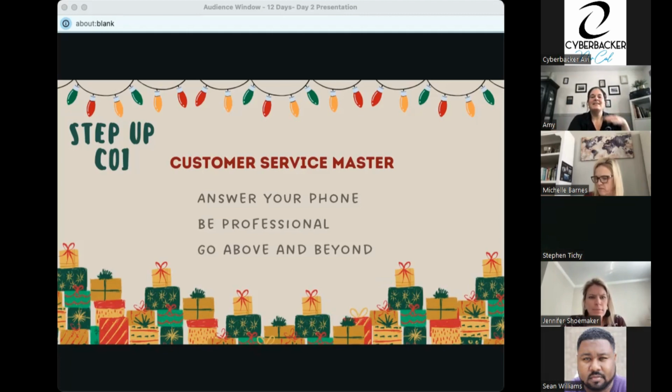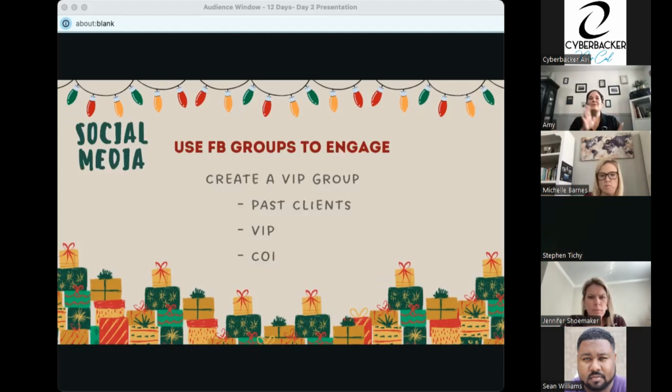Okay. Another way to level up your game would be to use Facebook groups to engage with your database. Create a VIP group where you can put past clients, your VIP, your circle of influence, and just make sure that you're feeding that group with that value. So those community events that are coming up, that list of vendors that you created or referrals, sprinkle them inside of that group to provide value and continue to keep them engaged and with interactions and reminding them that you're in real estate.